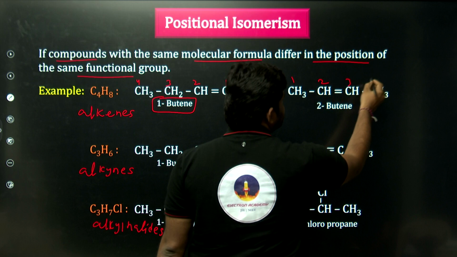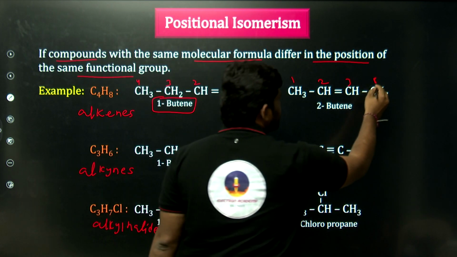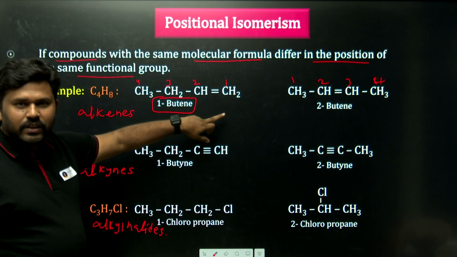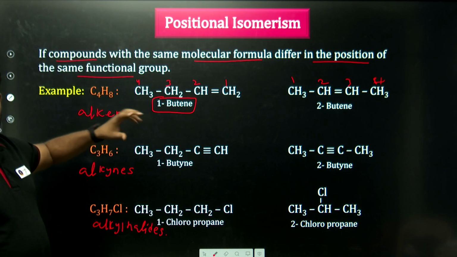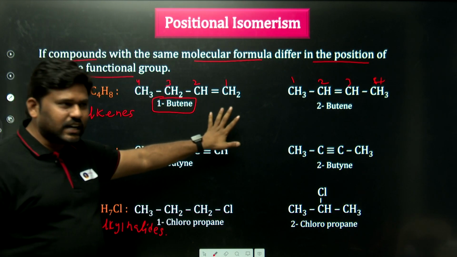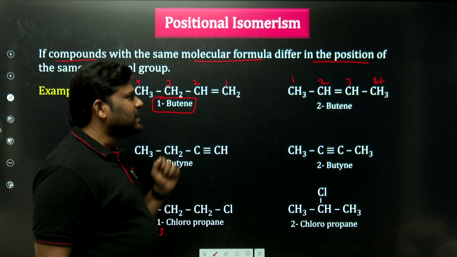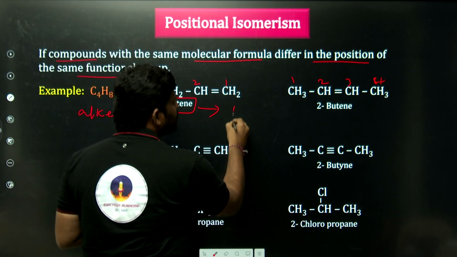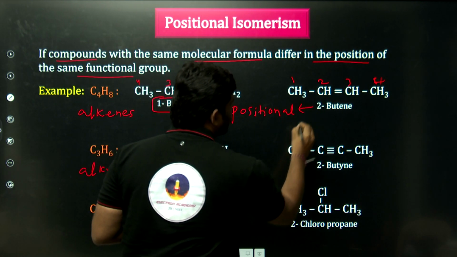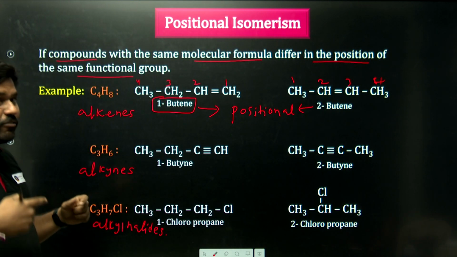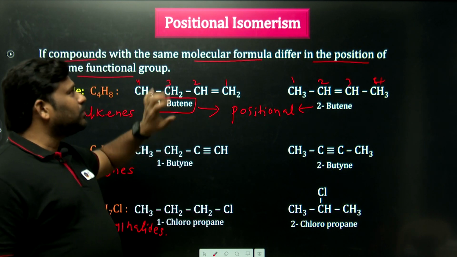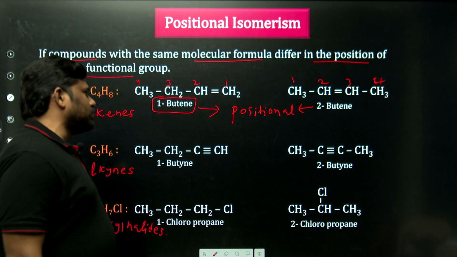So what is the difference? 1-butene, 2-butene: same molecular formula. What is different? The double bond position is different. That is why these two are collectively called positional isomers. 1-butene and 2-butene are positional isomers. The numbering 1, 2, 3, 4 here is related to positional isomerism.